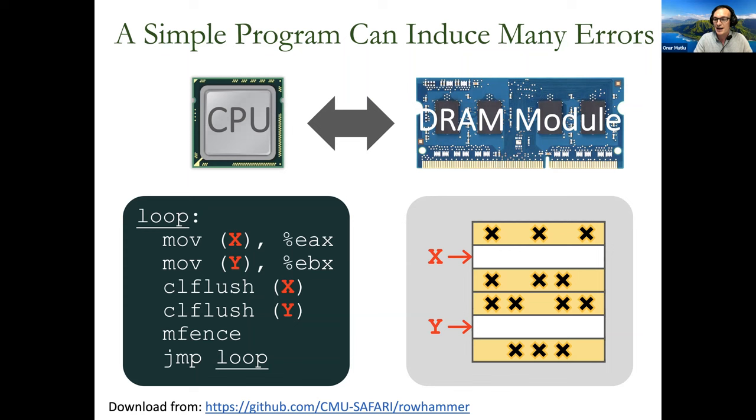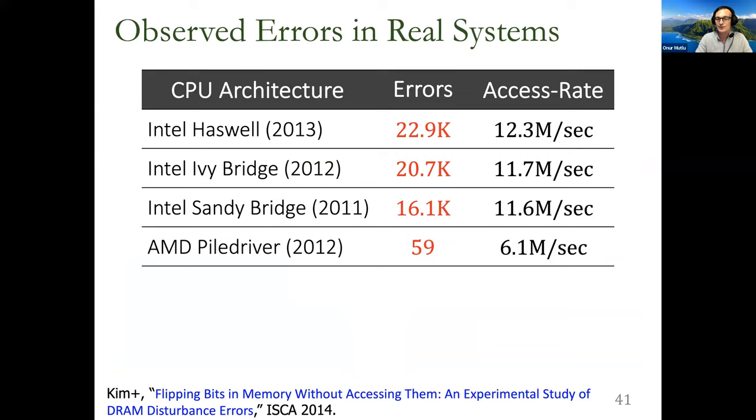Okay, so this is a real system study. When we did the study in 2012, we showed that you could actually get real errors in real systems. Intel and AMD systems are examples. And errors really correlate with how many activations you induce and the vulnerability of the DRAM chip as well. So we said that this is a real reliability and security issue.